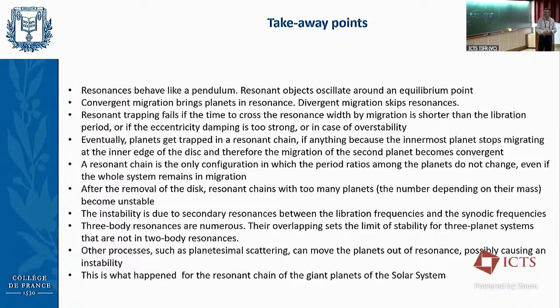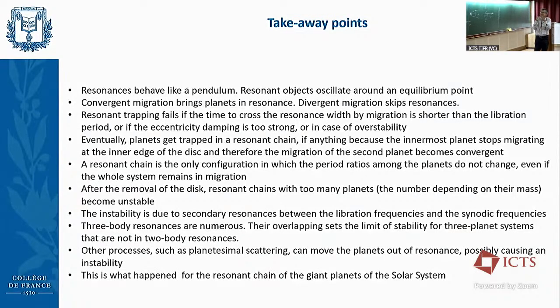So resonant chains are ubiquitous. They have to form all the time when there is a disk. And it's the only configuration in which the period ratios among the planets don't change even if the whole system remains in migration. So at the emergence of the disk, planets should be in resonant chains. And some chains exist today, but most of the planets that we see today, the exoplanets, are not in resonant chains anymore. So there is evidence that these resonant chains have to become unstable, most of them.